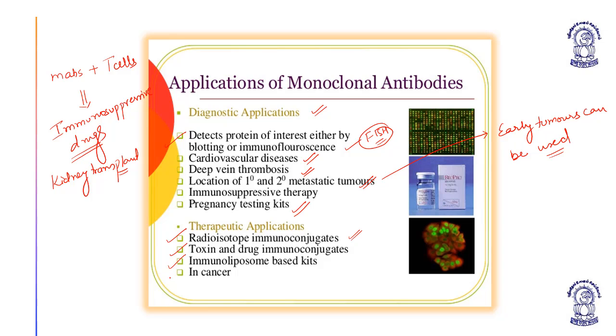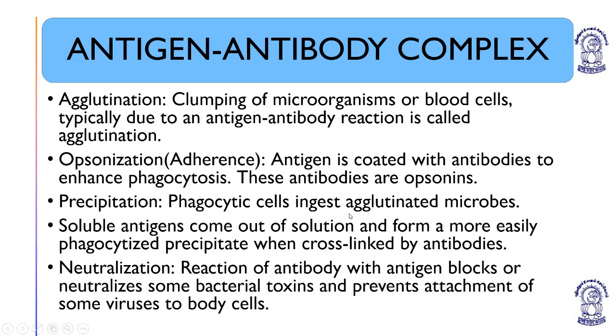Immunoliposome based kits are used in cancer, in higher advanced diagnostic kits. Now, the next is the antigen antibody complex, that is, how the antibody comes into action. So, epitope and paratope. There are some common terms which you have to remember.